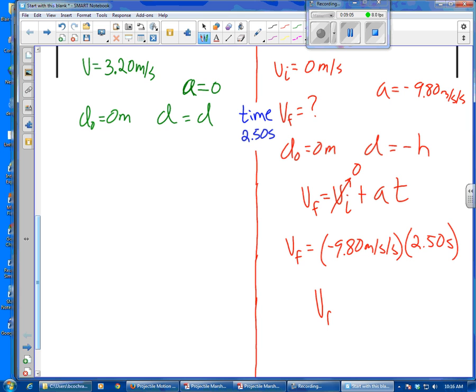I get a V final negative, oh, that's good because it's down, right? And it makes sense that the fish is falling down. I get negative 24.5 meters per second.